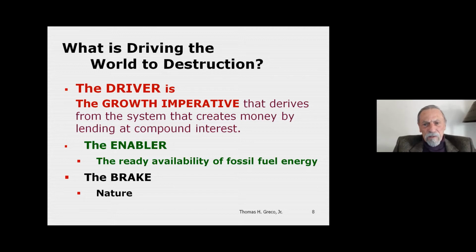Several of my colleagues have argued that the driver is really the availability of cheap fossil fuel energy. But I say, no, that's the enabler, but it's not the driver. The driver is compound interest that's built into the debt money system. The brake, of course, is nature. You cannot have perpetual exponential growth on a finite planet.